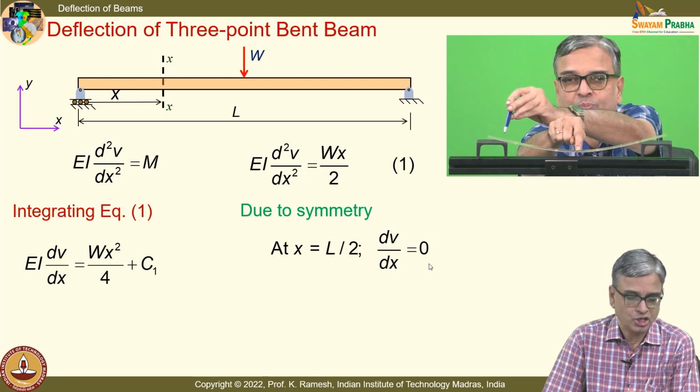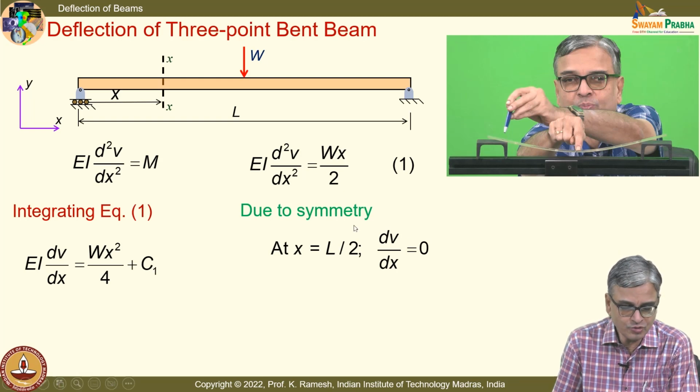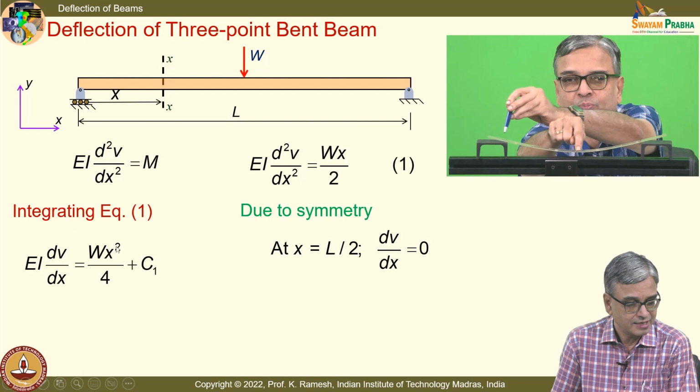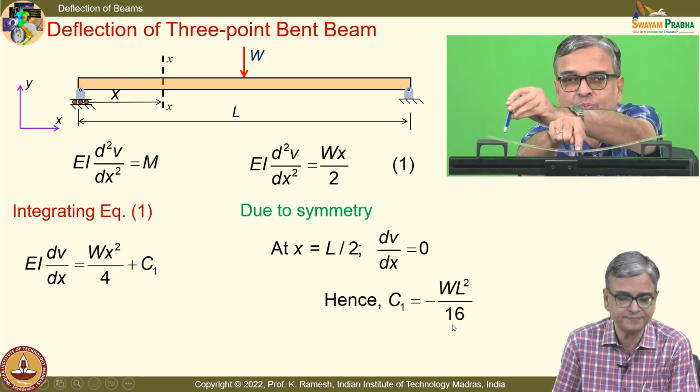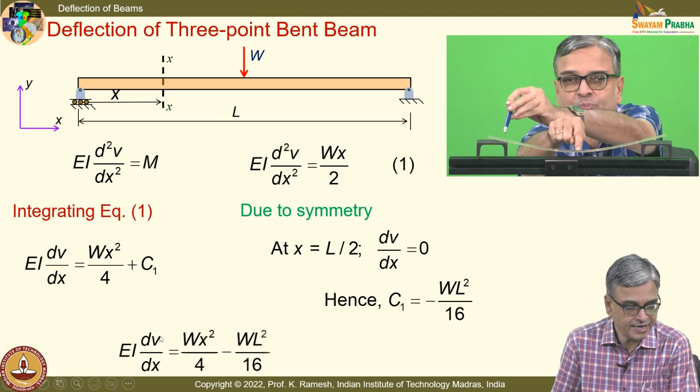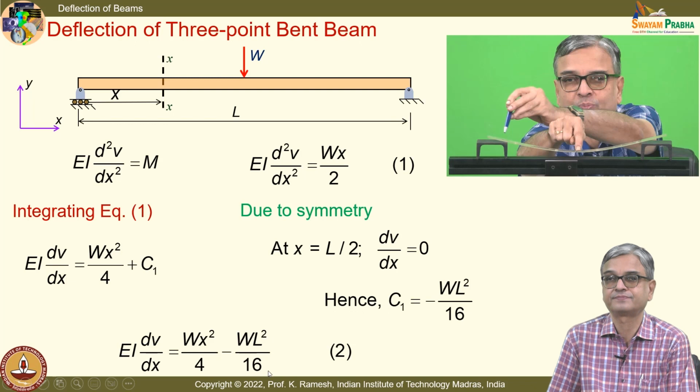Fine. And once you substitute these, you can find out what is C1. It's very simple and straightforward. So, I get C1 as minus WL squared by 16. Just substitute this condition. And I get EI dv by dx equal to Wx squared by 4 minus WL squared by 16.